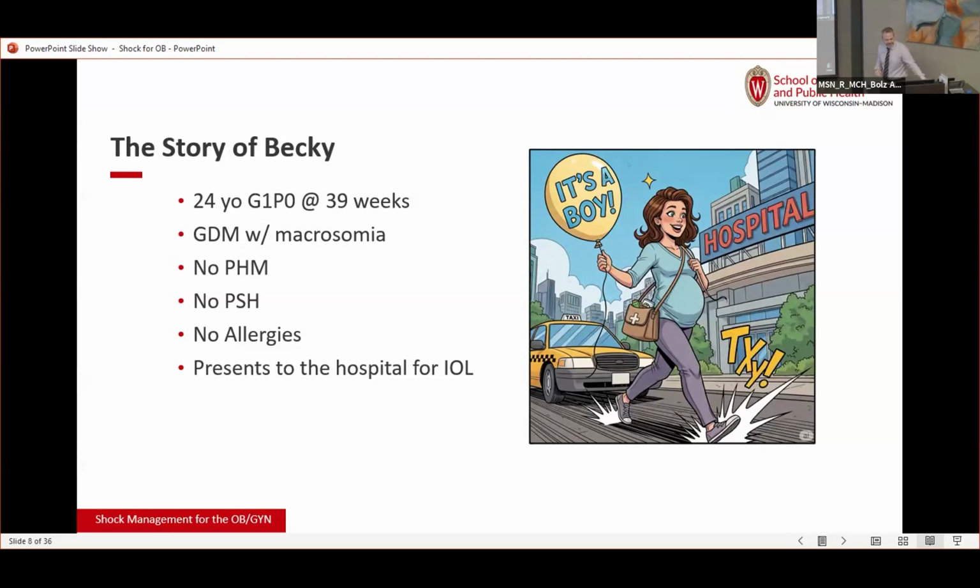Anyways, Becky is a 24-year-old G1, P0 at 39 weeks, got a little bit of GDM with some macrosomia, no past medical history, no surgical history, no allergies. And they're coming in to the hospital to have a baby.